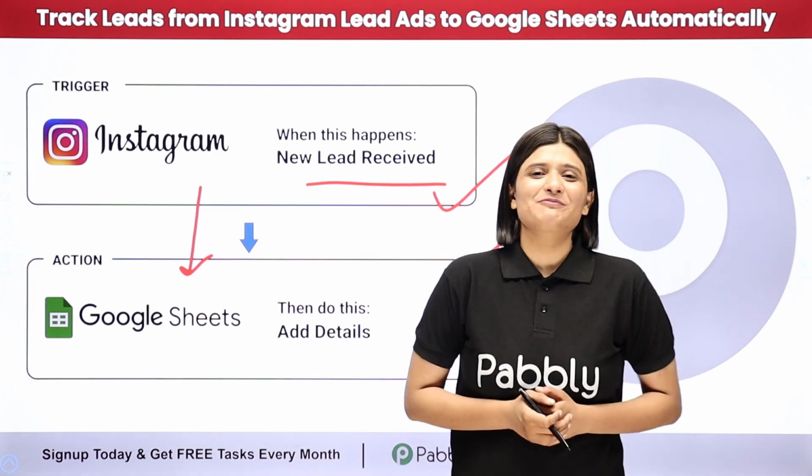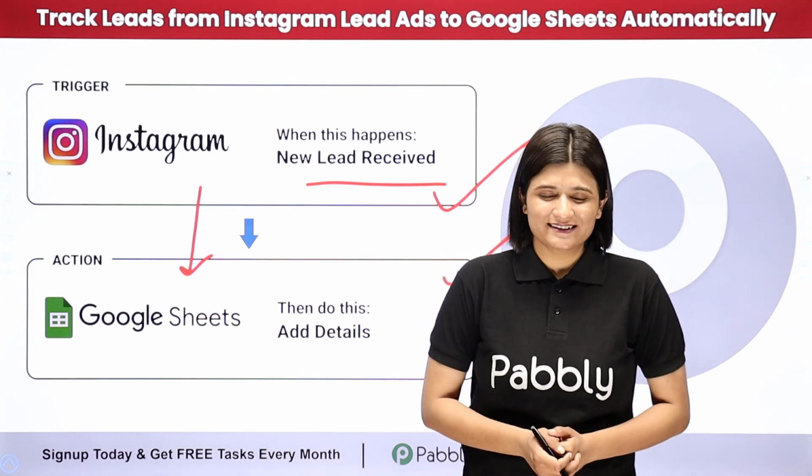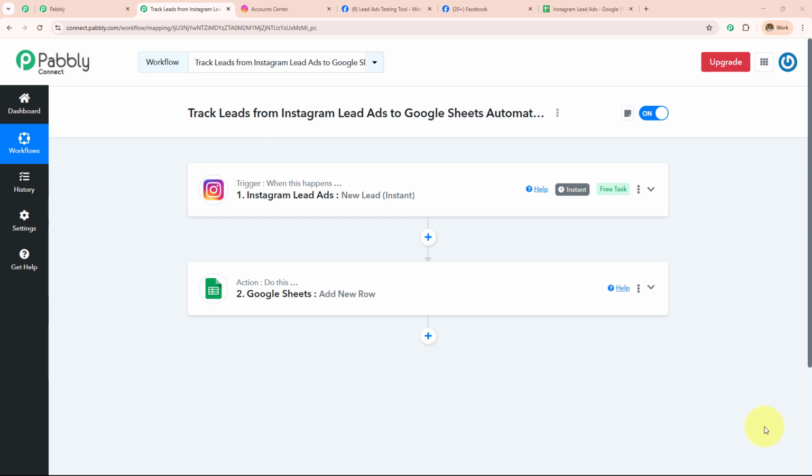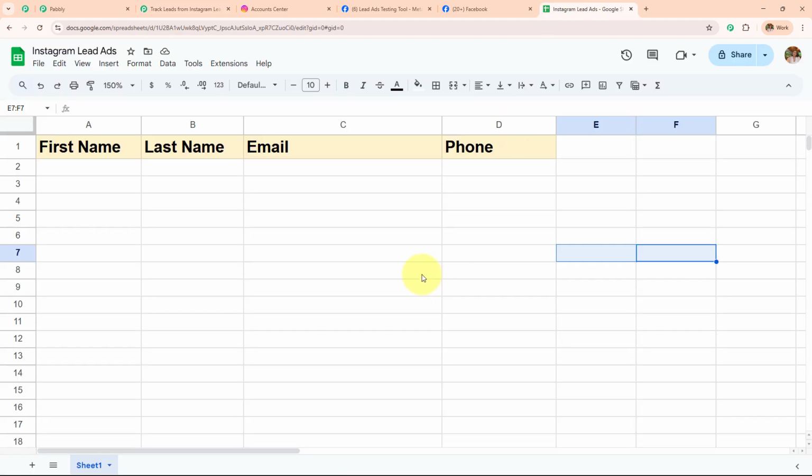Now if you want to learn the step-by-step process, then let me take you all to my screen. In this video, we are going to see how to track new leads from Instagram lead ads to Google Sheets automatically. For this, I have created an automation workflow where I have built a connection between Instagram lead ads and Google Sheets. I am going to submit a form and generate a lead, and as soon as I do this, all the details should be automatically added to my Google Sheets spreadsheet.